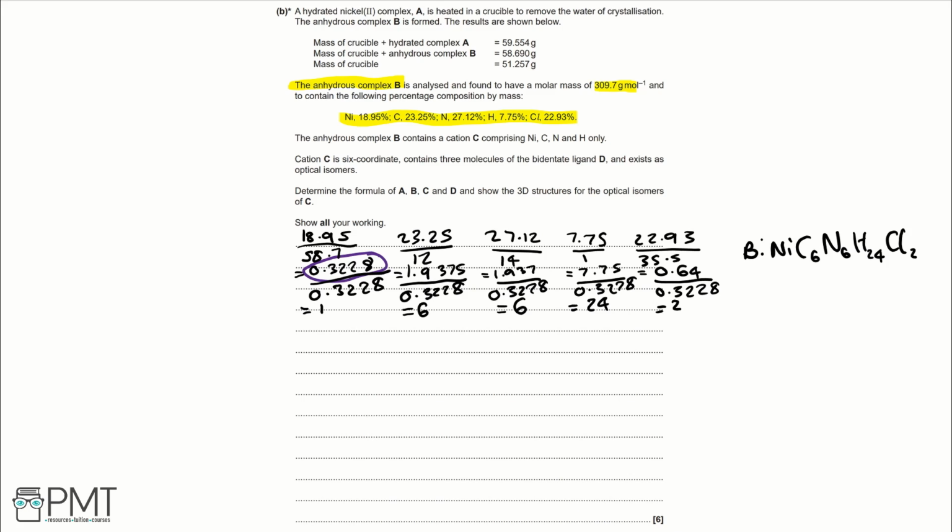Next, let's work out the hydrated nickel complex A. We can do this by using the masses we've been given. Firstly, we need to work out the mass of the anhydrous complex B. We can do this by using the 2 masses I've just highlighted. So that would give us a value of 7.433, and we divide it by the relative formula mass or the molar mass which we've been given in an earlier part of the question, and this will work out the number of moles.